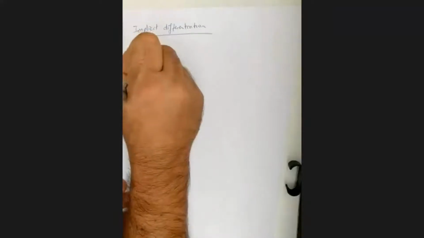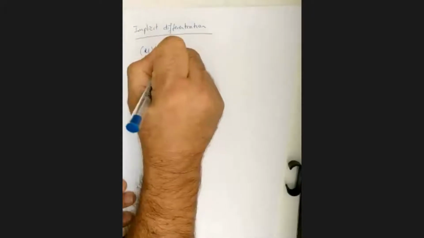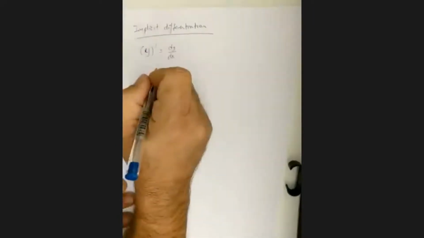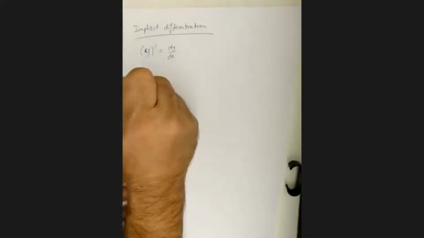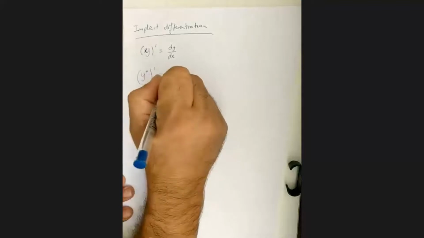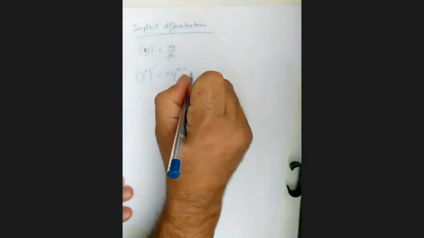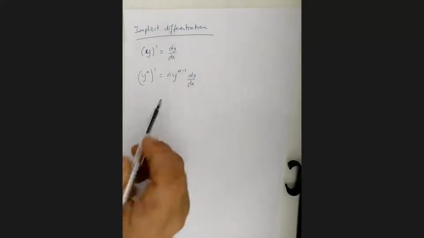Derivative of x, derivative of y is what? It is dy over dx. So what will be the derivative of y to the power of n? It is going to be n times y to the power of n minus 1 times dy over dx. In implicit differentiation, when you take the derivative of any expression with y, you are going to put dy over dx there.